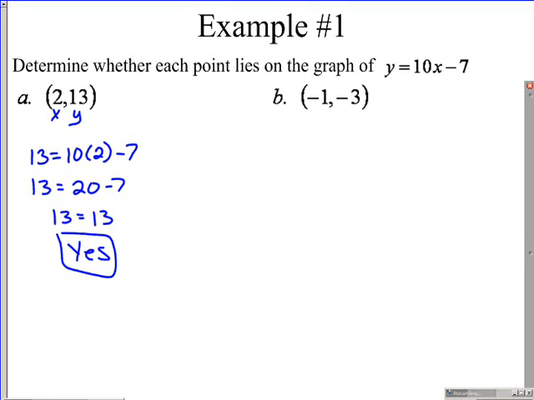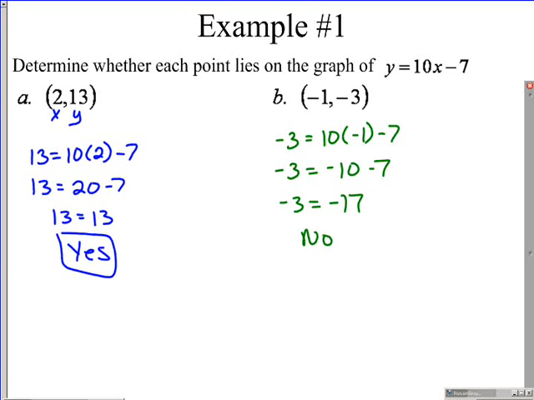Do the same thing with the second ordered pair. This time put negative 3 in for y, put negative 1 in for x, and simplify. Negative 3 does not equal negative 17, so we know that this point does not lie on the graph.